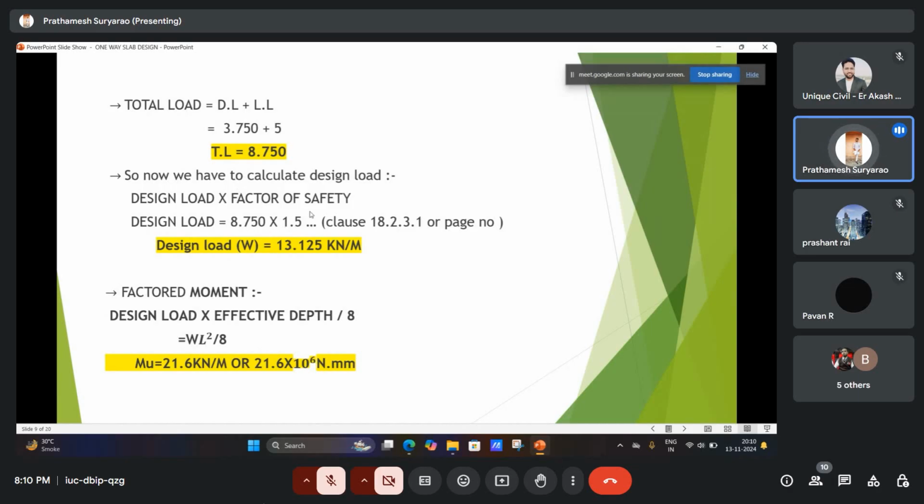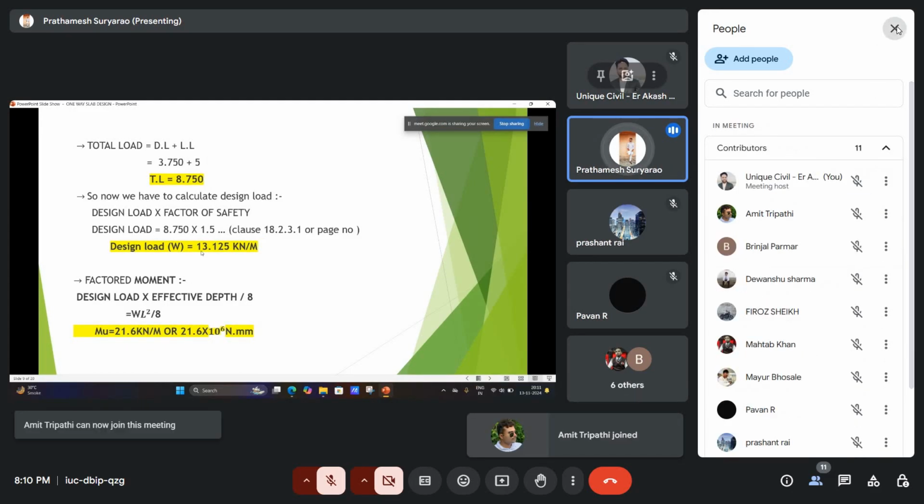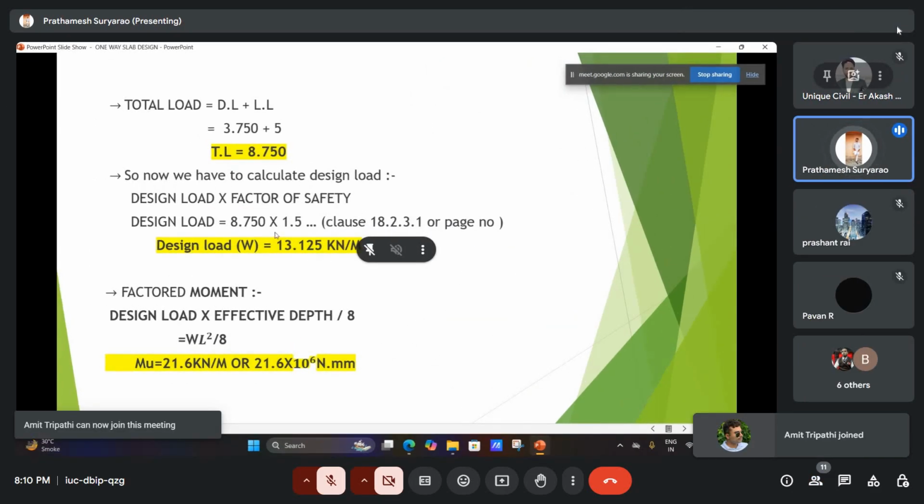This factor of safety is mentioned in clause 18.2.3.1, or page number, I forgot to note. There is a specific note for this factor of safety, and from there we will take 1.5. So design load W equals 13.125 kilonewton after calculating this.